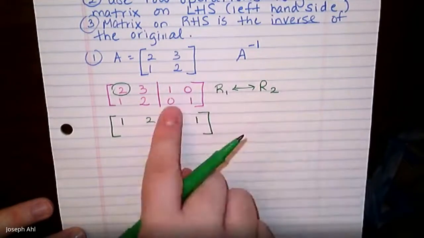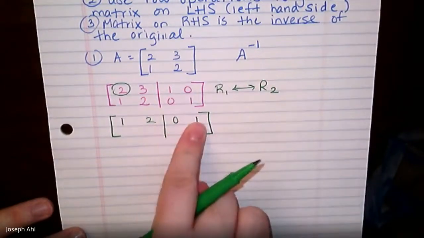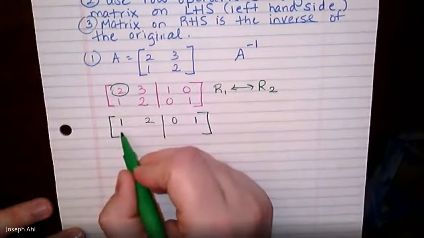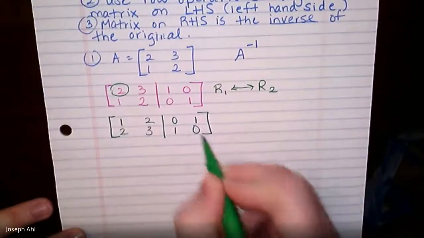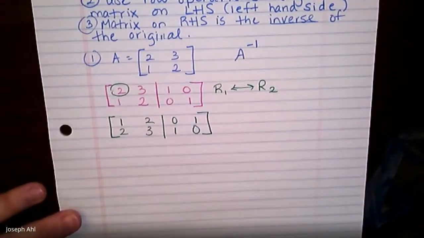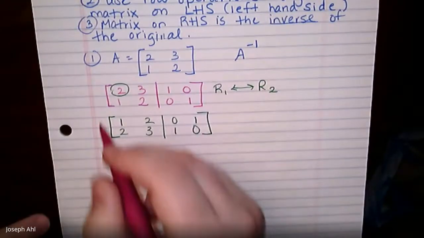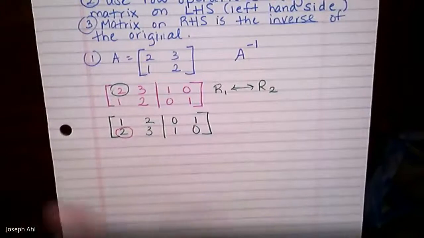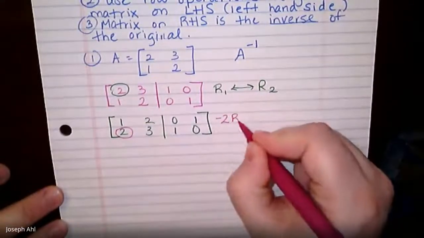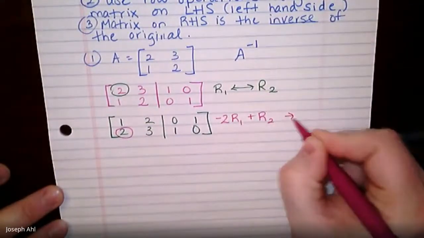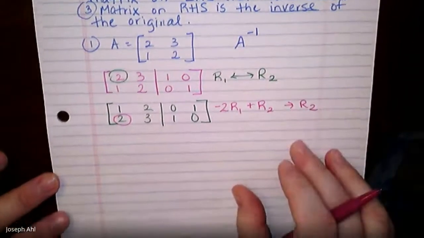So now notice how 0, 1 is on top. The bottom row is now 2, 3, 1, 0. So that's the first step. Make a 1 in that top left corner. Then I'm going to come down below it and make this a 0. We should be really good at making zeros now. It's going to be -2 times row 1 plus row 2. That's going to be the new row 2.